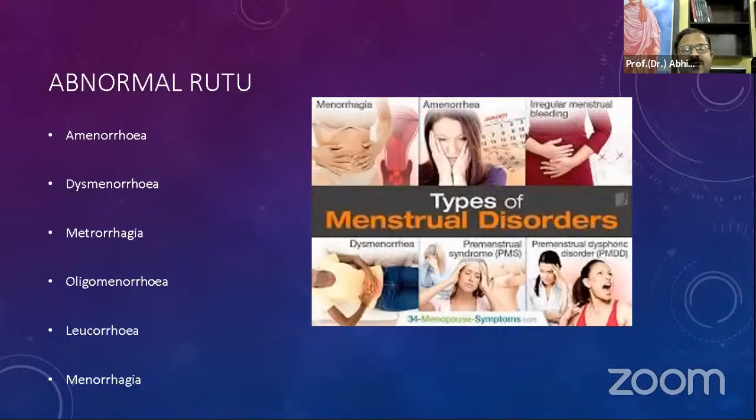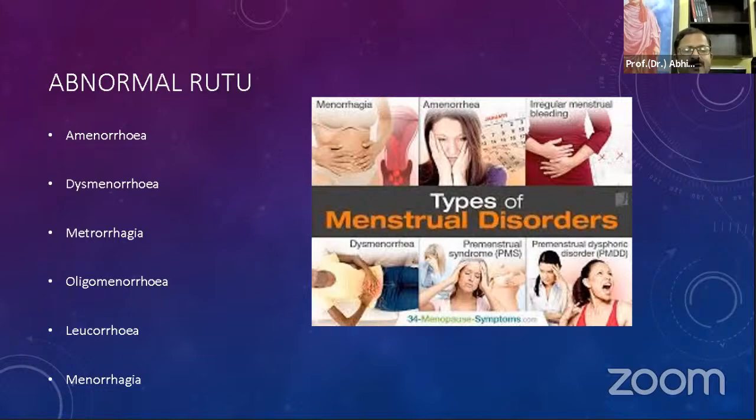Okay. As you all are, I think, first year or UG students, undergraduate students, just concentrate on the terms. Okay, don't go into the description, because all these things you are going to learn in the final year in the Stri Prasuti Tantra subject. It is not needed that you should have complete knowledge, but just concentrate upon the terms.